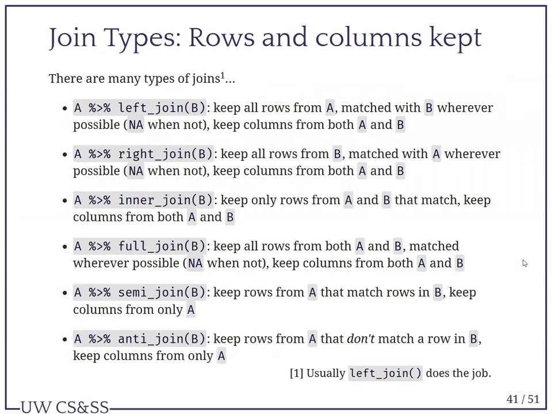So this slide has a lot. I'm about to say many words. One thing I want to tell you now is that typically you just need a left join or an inner join. The other ones I will describe though. So there are tons of joins. As I said, usually left join does the job. And left join is saying you want to keep all the rows from data frame A, wherever they're matched with data frame B, wherever possible, and then keep columns from both data frames.